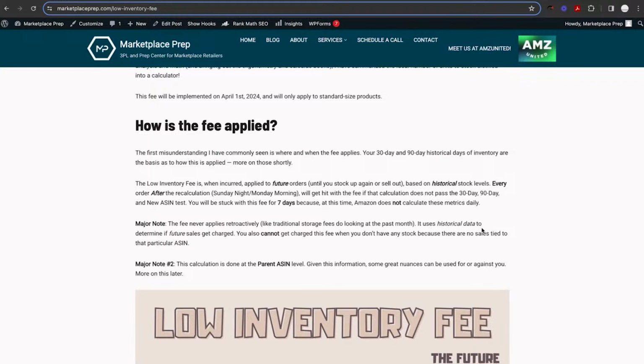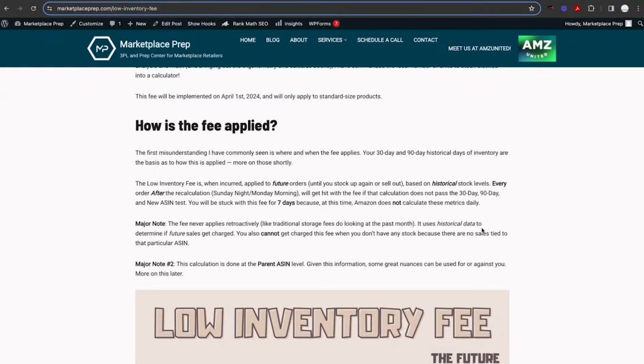So if you dip below the 28-day requirement, you're going to be paying that fee for every single unit that you sell between now and next Monday, which could be substantial. That's why I put some notes in here. You'll see 7-day test or 7-day buffer. That's your 7 days. This fee never applies retroactively. So if you historically dip below for a little bit, the idea is it's only taking the historical information to determine how to apply it into the future.